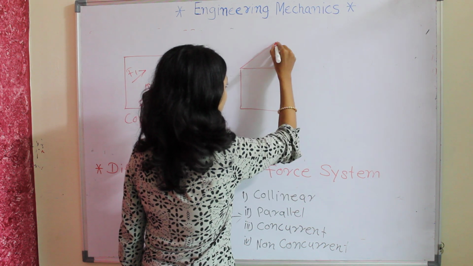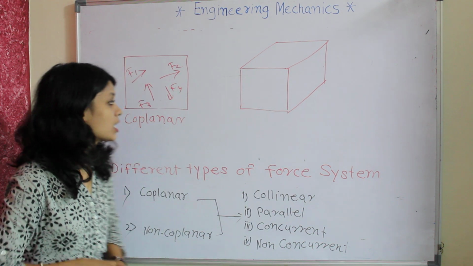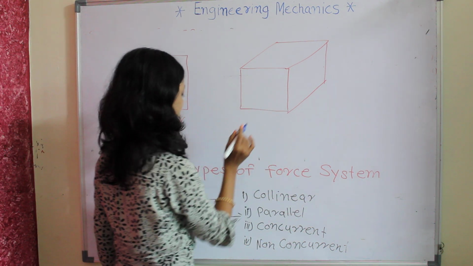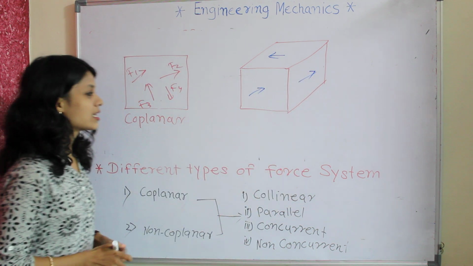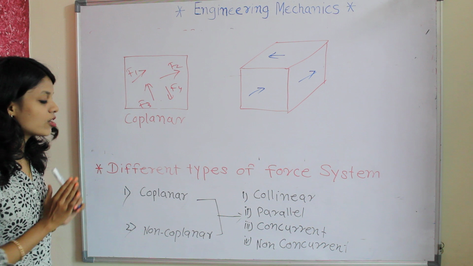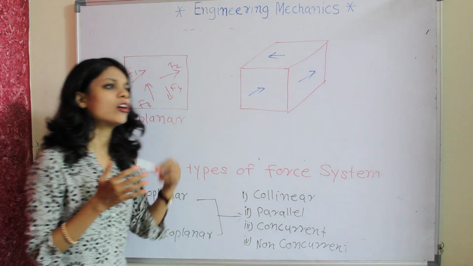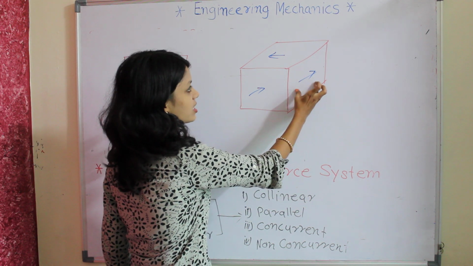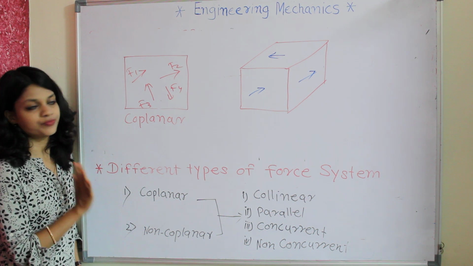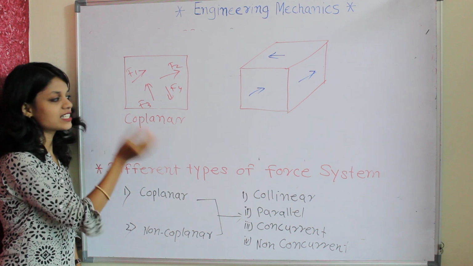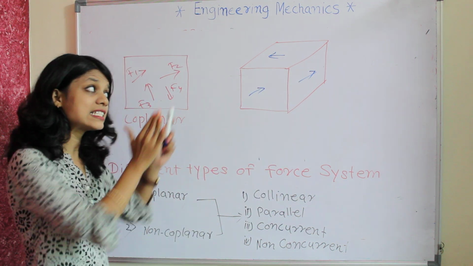And if they do not lie in the same plane, for example, if one force acts on this plane here, the second on another plane, and the third is here, that means all three forces do not lie in the same plane. Their lines of action lie in different planes. Then they are called non-coplanar forces. Coplanar means all forces lie in the same plane. Non-coplanar means all forces lie in different planes, not in the same plane.